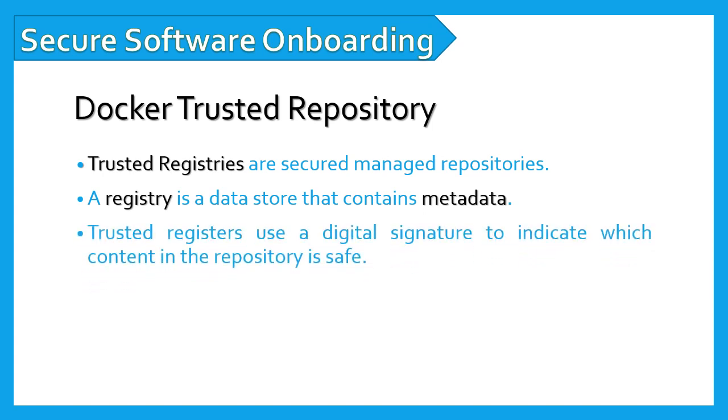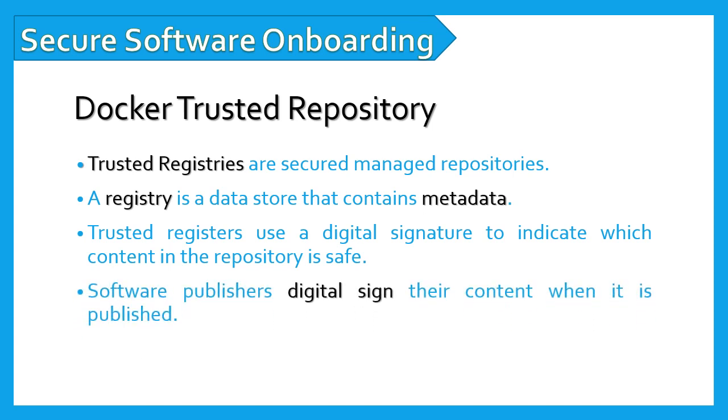Trusted repositories use a digital signature to indicate which content in the repository is safe. Software publishers digitally sign their content when it is published. Developers can use systems that verify digital signatures prior to downloading content.